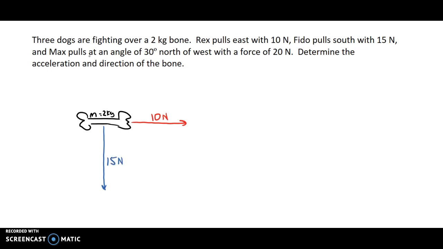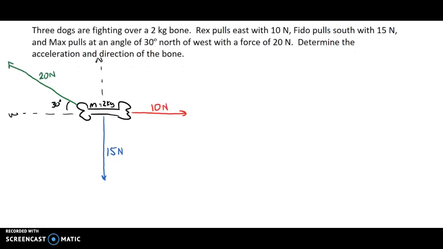And then we have Max pulling at an angle north of west with a force of 20 newtons. This would be the west direction. That would be north. So north of west would be a vector that would start facing west and go 30 degrees north of there. So I should get a vector something like that, which is 20 newtons. And my angle in here would be 30 degrees. That would be the angle that is north of west.